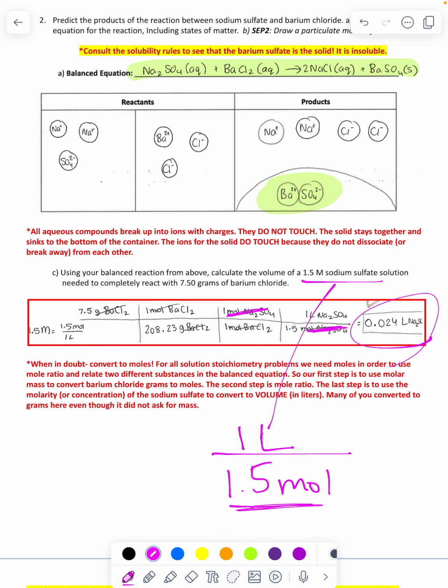If you don't like using molarity as a conversion factor, you can alternatively use the molarity equation at the end of the calculation. So you could stop here once you have moles of sodium sulfate and then plug that into the molarity equation. There were a couple videos from Tuesday that show you how to do that.